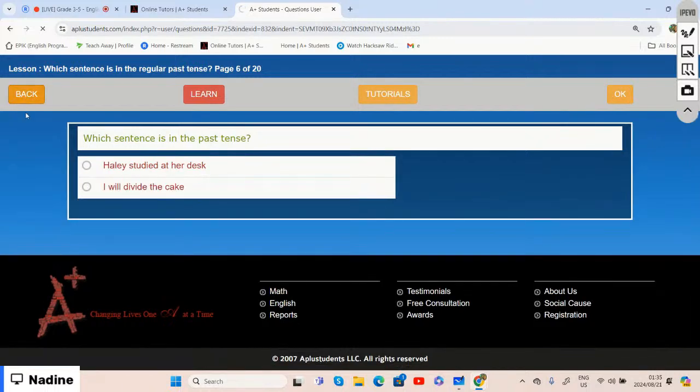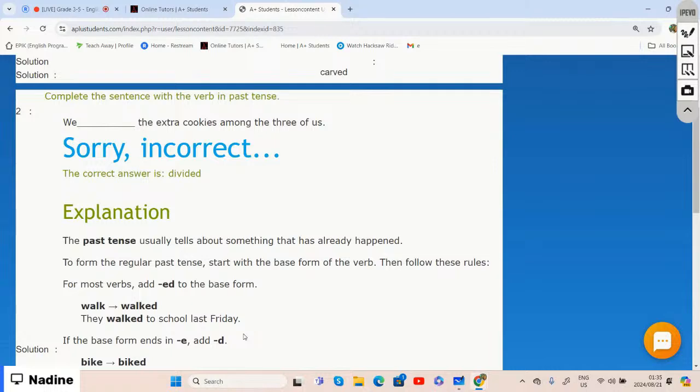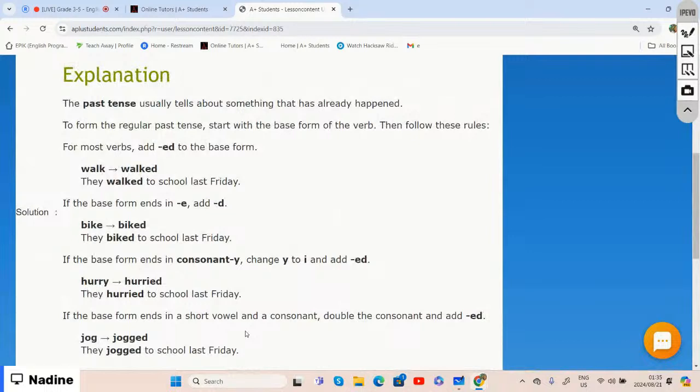All right, so now we're going on to the next one where we are going to form and use regular past tense. The past tense usually tells us about something that has already happened. In order for us to form the regular past tense, we need to start with the base form of the verb, then follow the rules of either adding ed, a d if your word ends with an e, or changing y to ied, and that is to show that your answer is in the past tense.